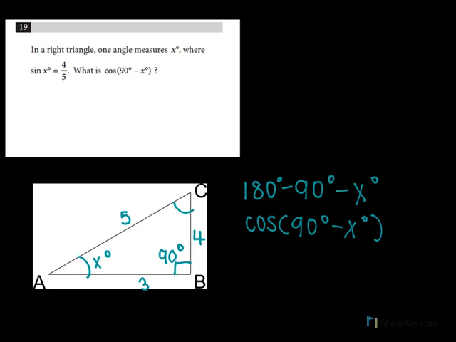So we could write this, and in this figure we can clearly see that cosine of the 90 degrees minus x degrees is also 4 over 5, because this is our angle right here, and cosine is adjacent over hypotenuse, and that clearly is also 4 over 5, and that is how we get our answer in our second method.